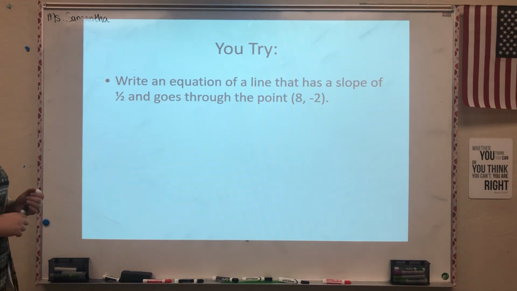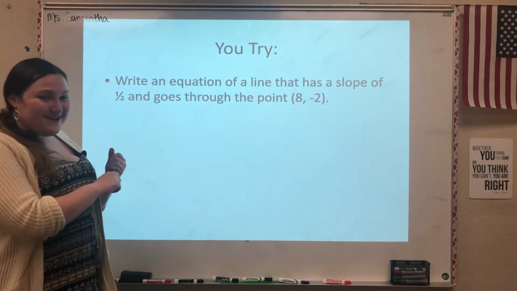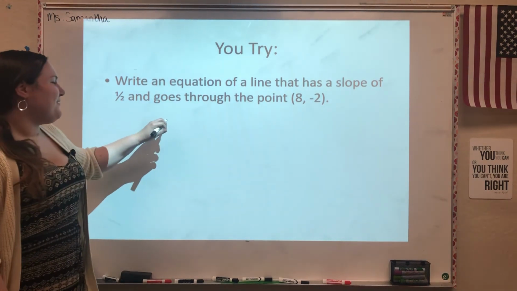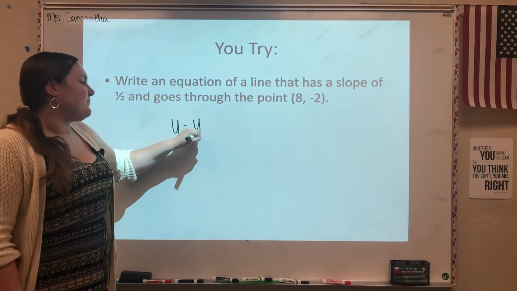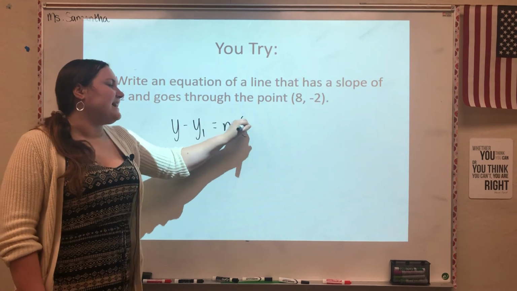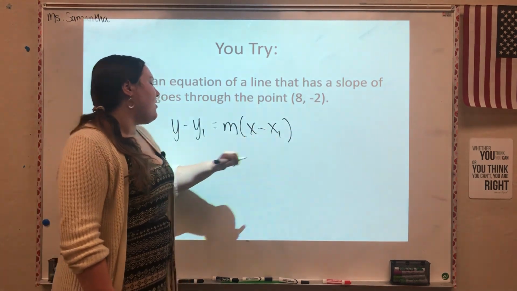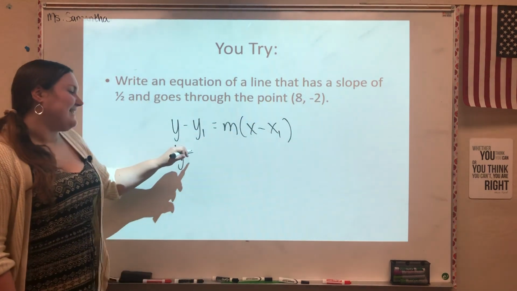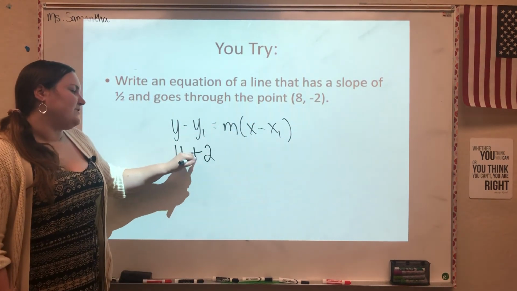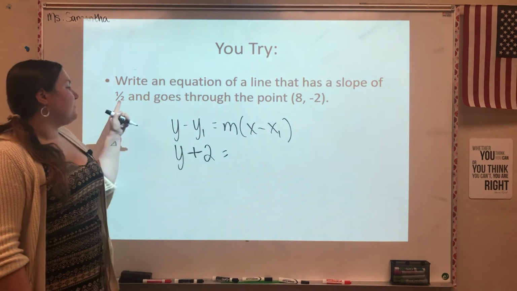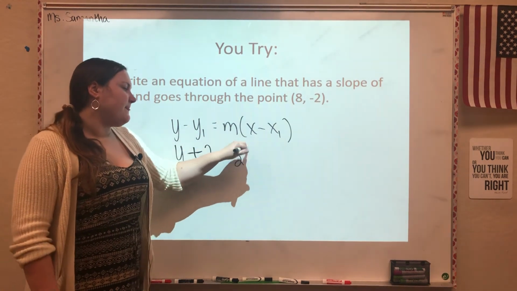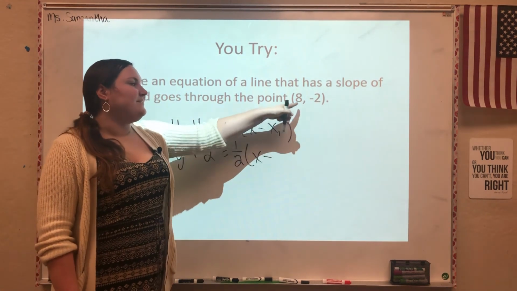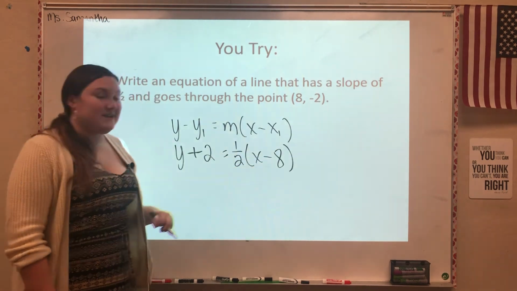All right. I did give you the one that was a little more fun because you got to do the one with the fraction. If you are using the formula y minus y1 equals m times x minus x1, when you substitute, y minus y1 is y minus -2, which we can just say y plus 2. Your slope is 1/2 times x minus x1, which is 8. So we get that line there.